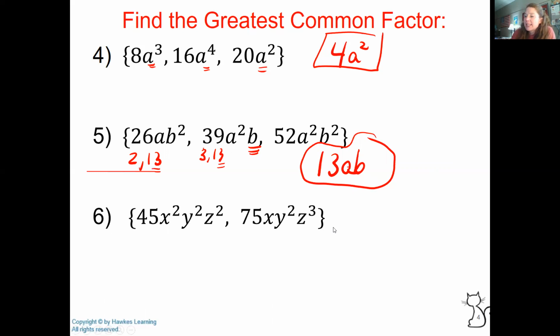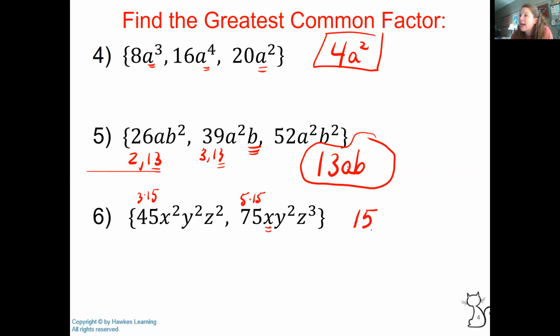And then number 6, let's see. I know both of these numbers are divisible by 5. I'm thinking of a bigger number, 9. 75 can't be divided by 9, but I think 15. So I know 3 times 15 is 45. Is 75 divisible by 15? It is. So 5 times 15 is 75. So 15 is the biggest number both of them can be divided by.